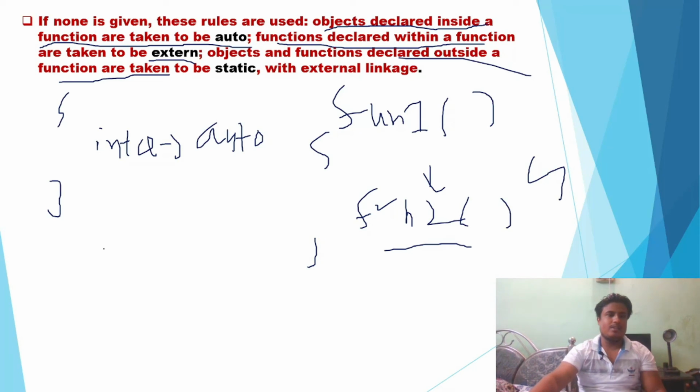So what does this mean? Suppose this is a function and the variables are declared here itself, in sigma or something like that. So this is outside the function, so it is static with external linkage. What does that mean? Its scope is the entire program. Just leave this word for now, you don't need it.